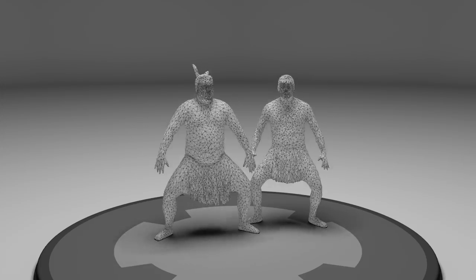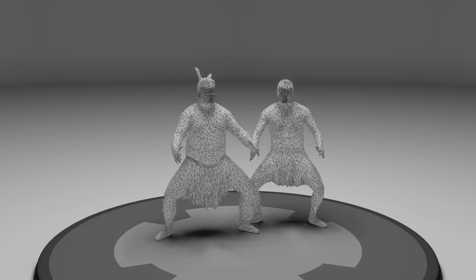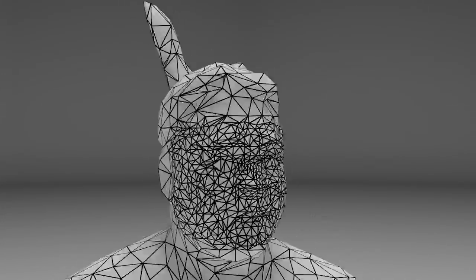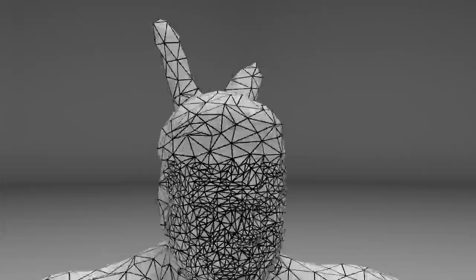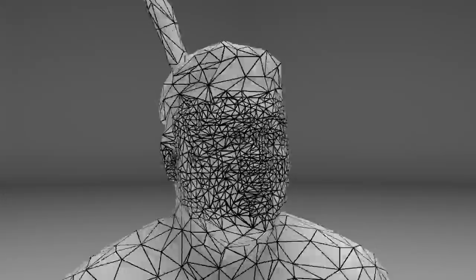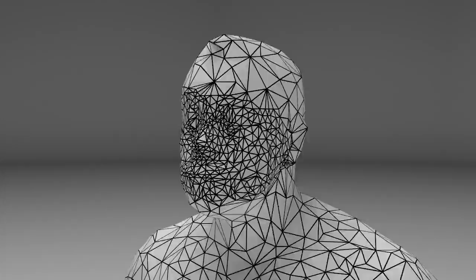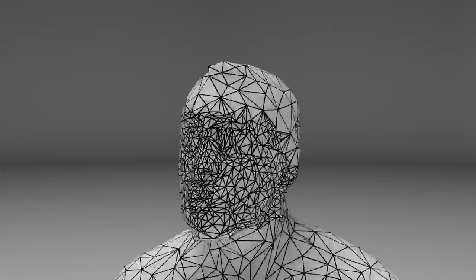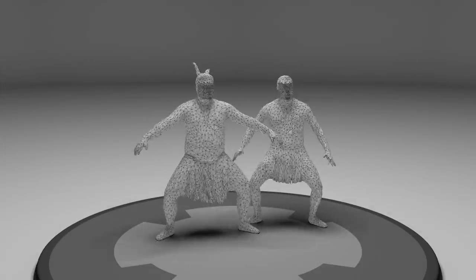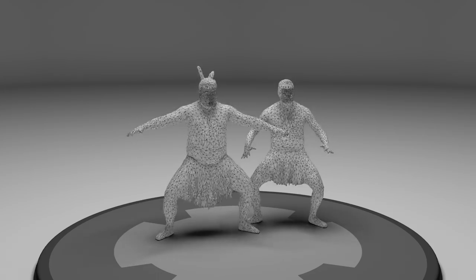Next, we determine which areas contain perceptually important details such as hands or faces. We preserve the quality of geometry and texture in these areas when we decimate the mesh to its target density. This example is reduced to 20,000 triangles per frame.